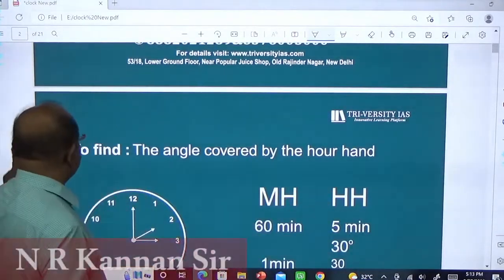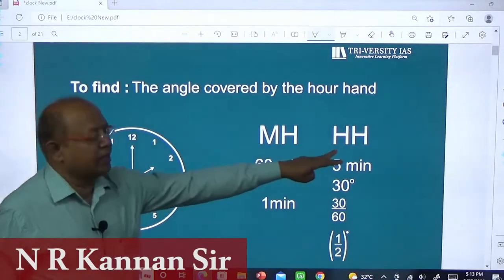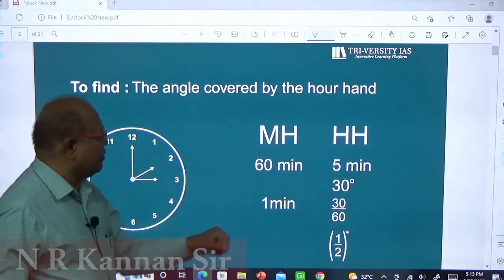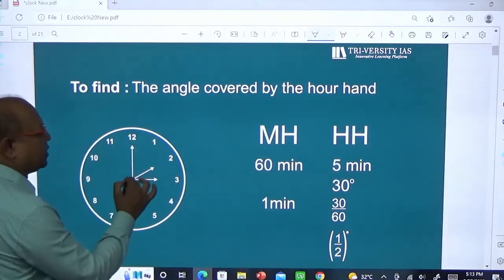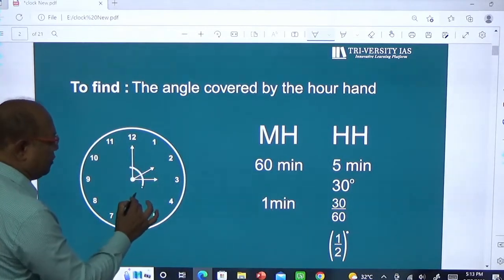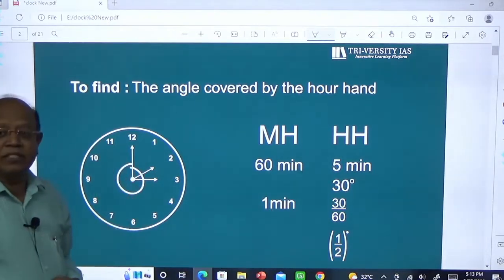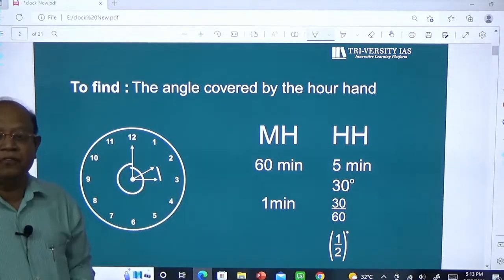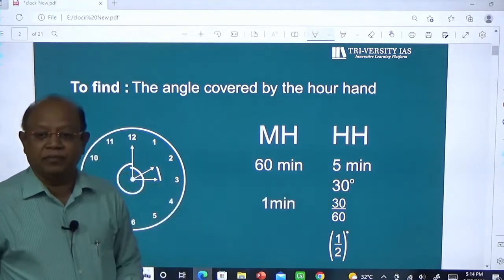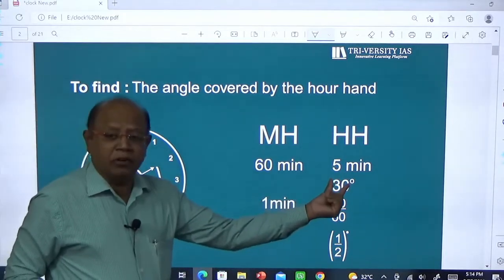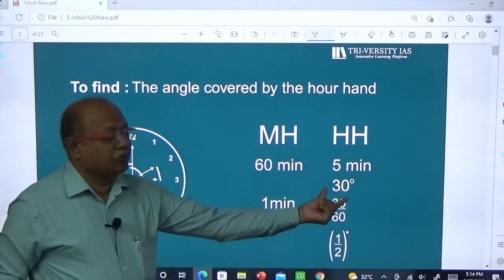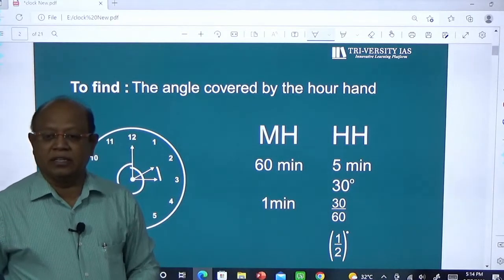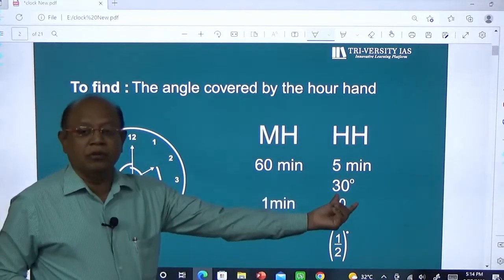Now, here the relation is given between the minute hand and the hour hand. If the minute hand covers 60 minutes, say 2 o'clock, then by that time the hour hand will cover only 5 minutes. This is what is given. Now, 1 minute equals 6 degrees, so 5 minutes equal 5 × 6, or 30 degrees. I converted the minutes into degrees.